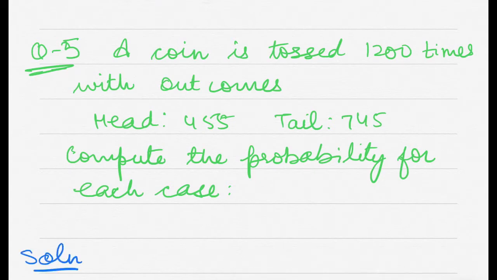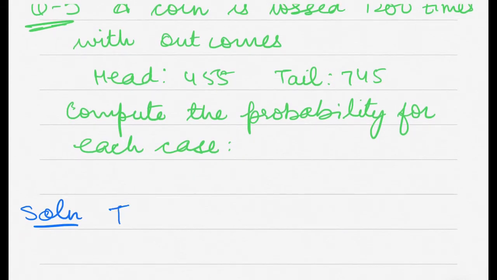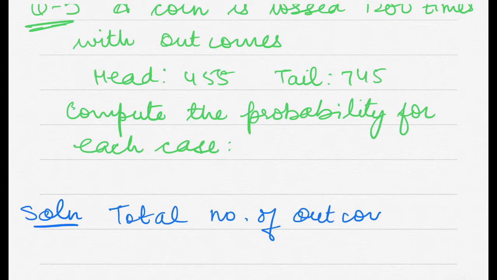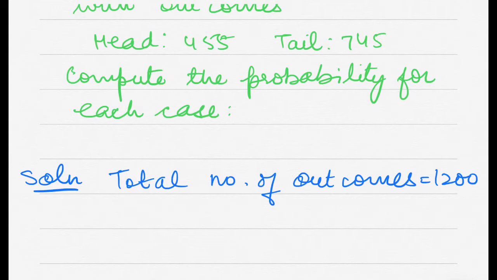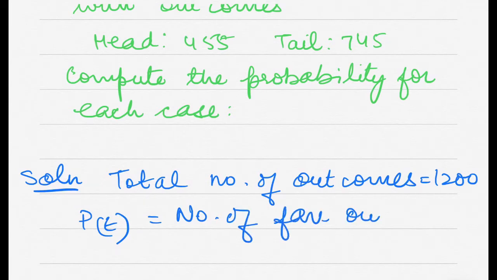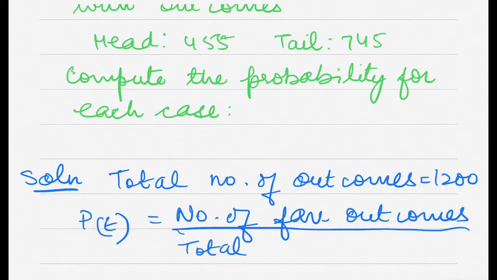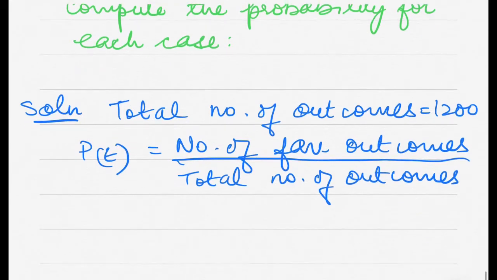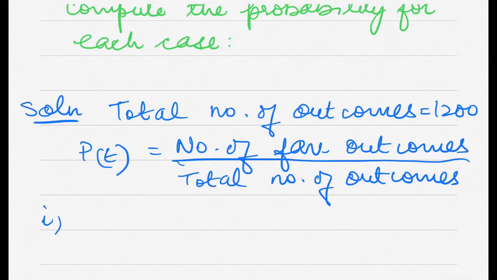So we'll move to our solution now. So let's have the solution here. The total number of outcomes is directly given, right? So the total number of outcomes is directly given as 1200. Now for each case, first I'll write down my formula: the probability of an event is equal to the number of favorable outcomes by the total number of outcomes, right?